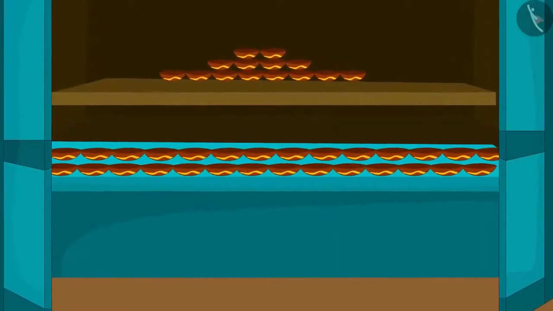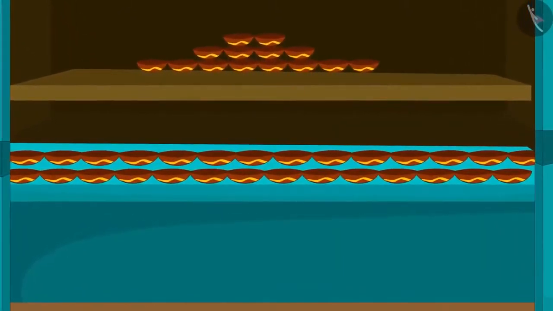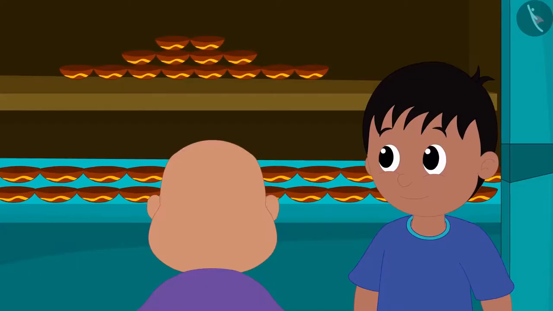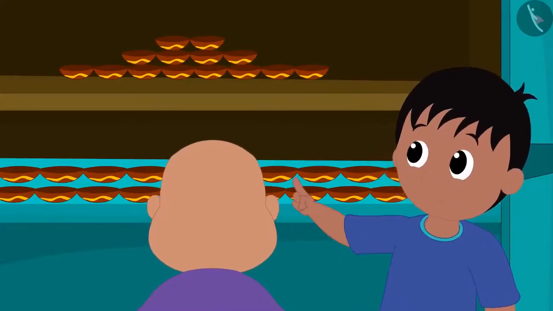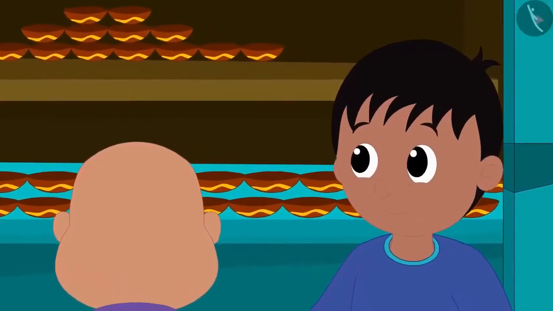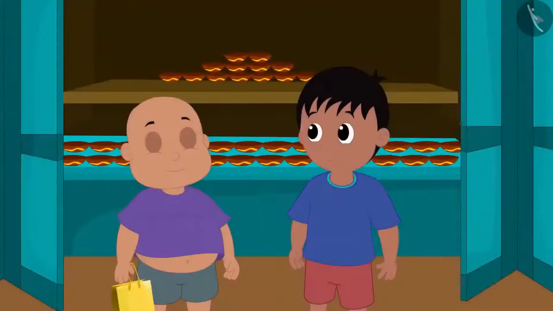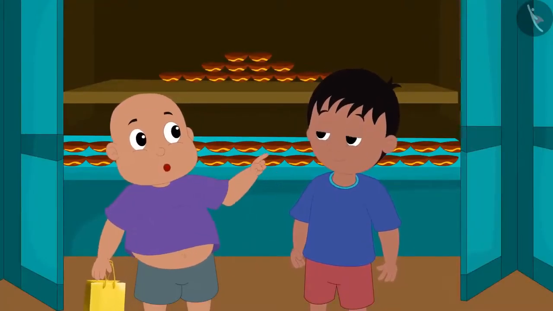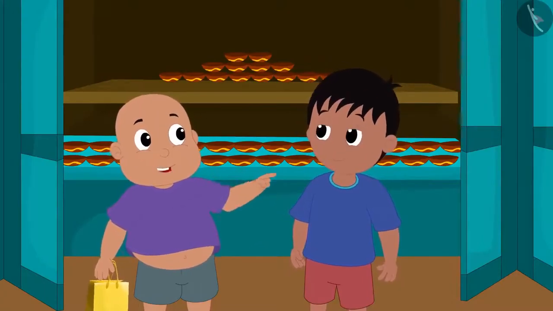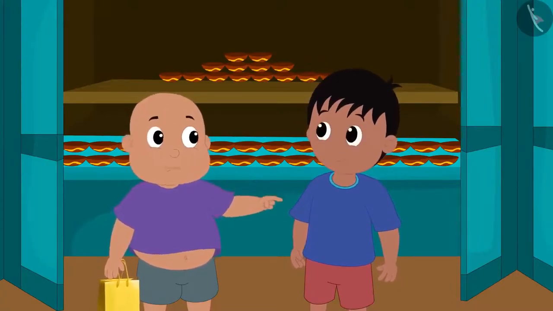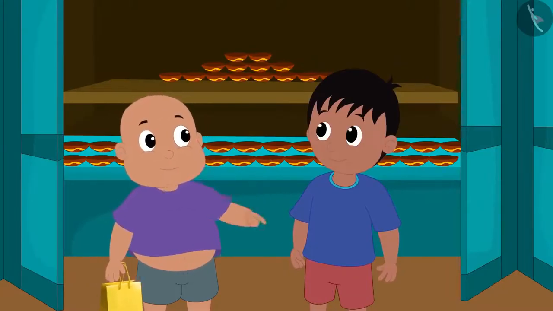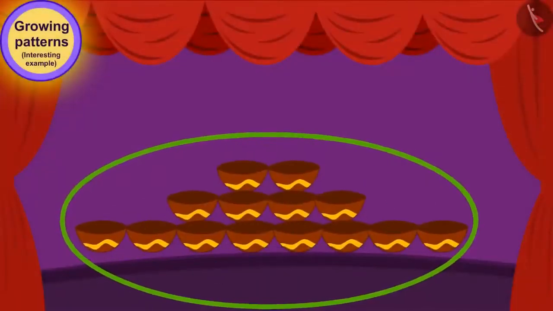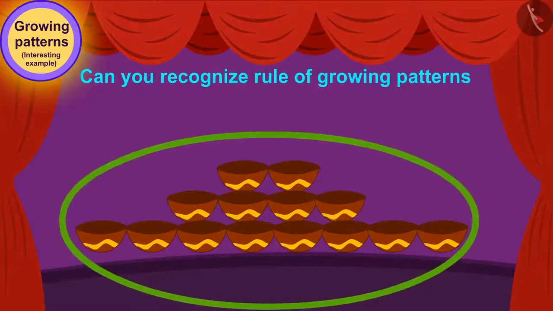This time, different types of diyas are available in the market. Raju saw one of those decorations made from diyas and liked it very much. Bablu drew Raju's attention this time and said, "Look, Raju, this has a unique growing pattern even in the decoration made in your diyas." Children, can you recognize the rule of the growing pattern made of Raju's diyas and carry it forward?